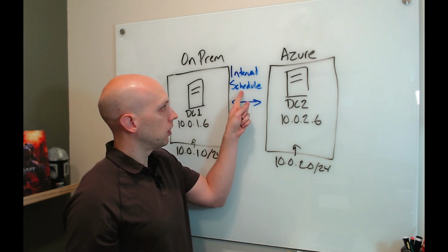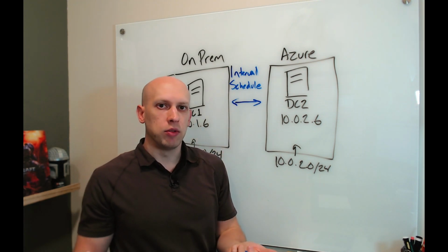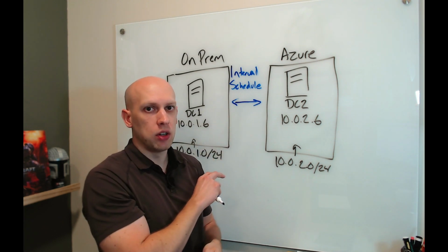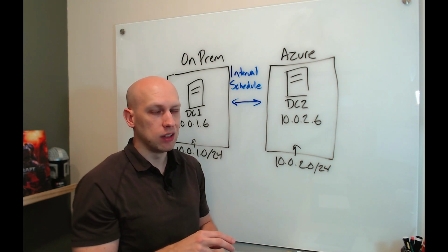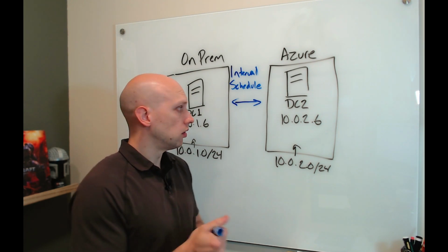The other setting, the second setting, is schedule. And this is exactly what it sounds like. You can dictate when exactly replication is allowed to occur between two sites. The third setting that we're going to talk about is called cost.